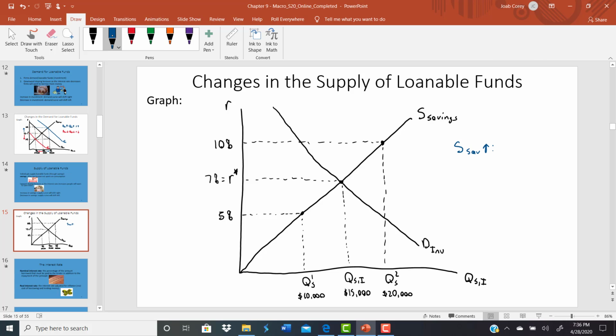Well, that's just going to be a shift to the right of that supply curve, something like that. We'll call this supply of savings 2. And where that hits that original demand curve, that's going to give us this new equilibrium, which you notice is going to have a higher amount of money being saved and borrowed, but lower interest rates. So once again, the quantity increases with supply.